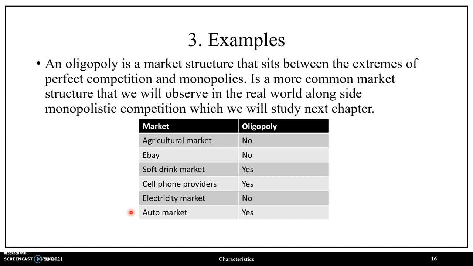And so the 3 examples that we have are the auto industry, cell phone providers, and the soft drink market in terms of oligopolies. So then, with our definition and characteristics in place and some examples, we'll proceed in our next video by going through the profit maximizing behavior of an oligopolist.